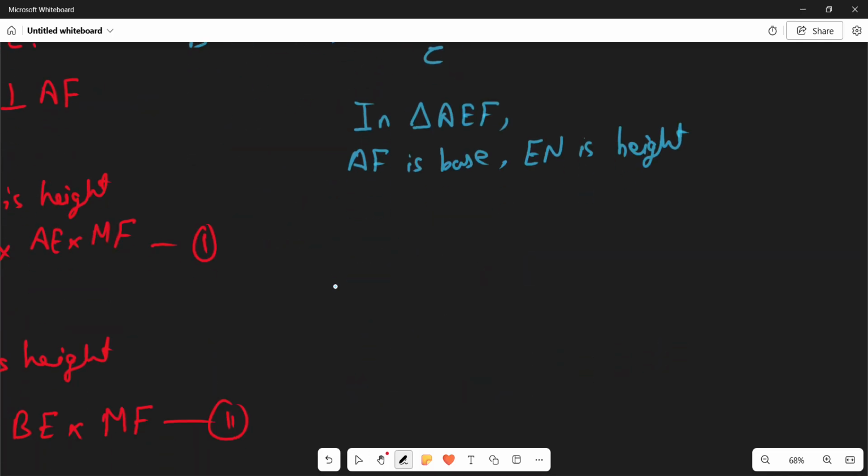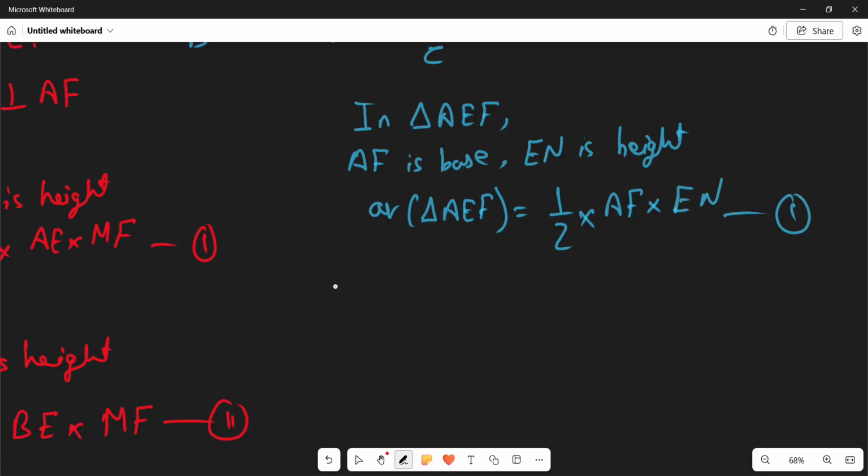So area of triangle AEF equals half into base AF into height EN. This is the third equation.